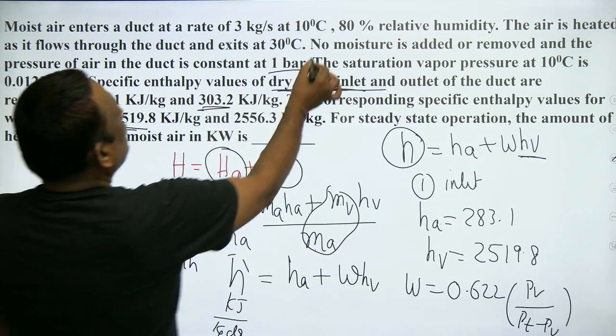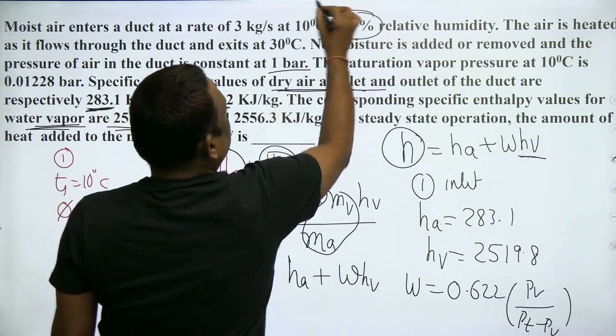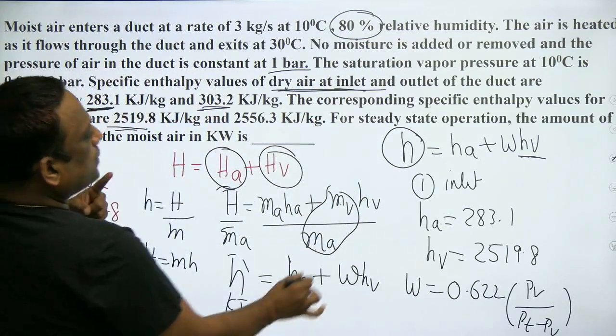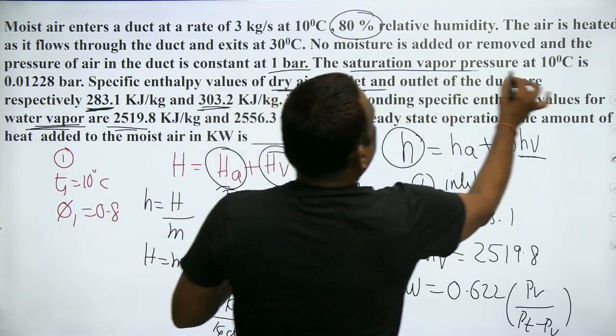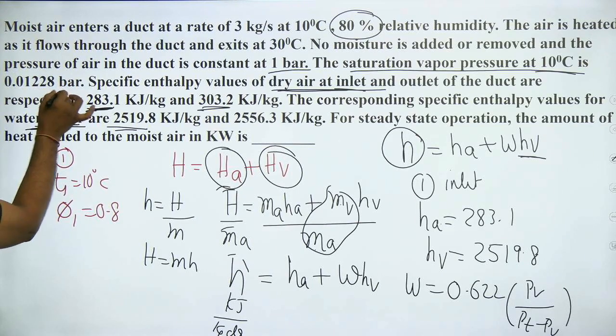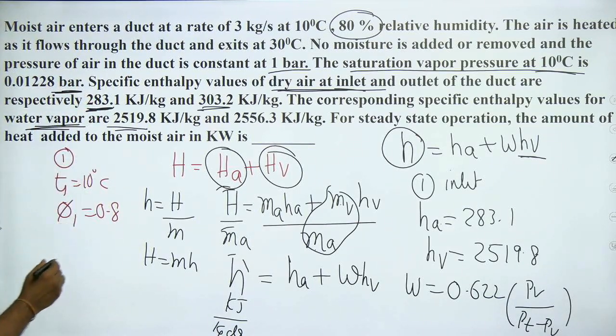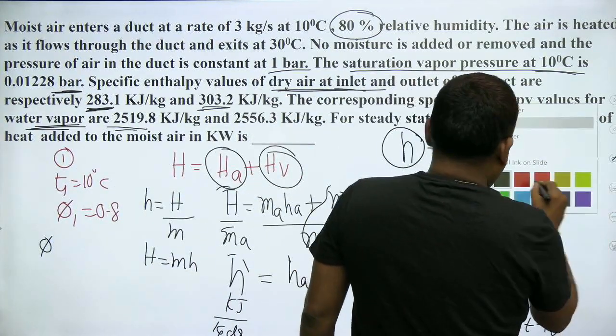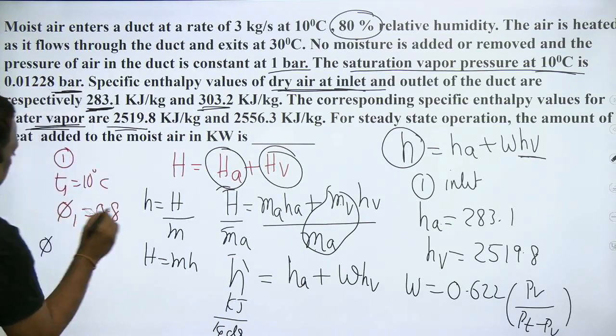So, and the relative humidity at 1 is given. How much is that? 80%. And the saturation pressure is given. Dekho, the saturation pressure at 10 degree is given. I'll calculate the value of phi, so I'll rub this, no problem. I'll erase this.